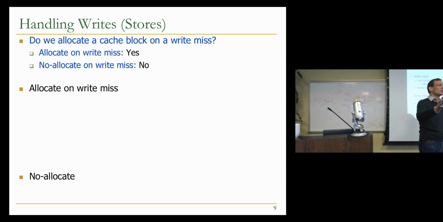And people have developed policies. But writes are a special case. And there are two possible cases. Do you allocate a block if you're doing a store and you have missed on that block because of a store? Or do you not allocate? Well, allocate on write miss policy says, yes, allocate.